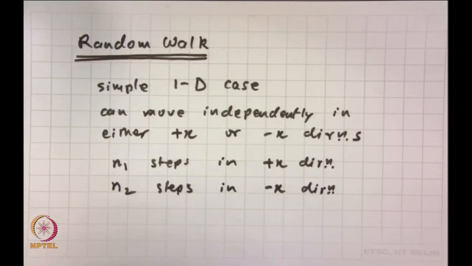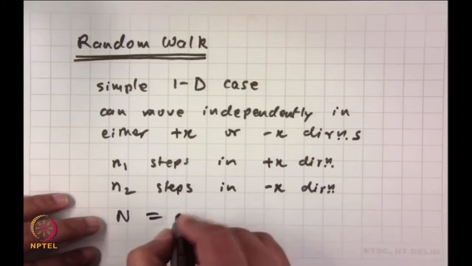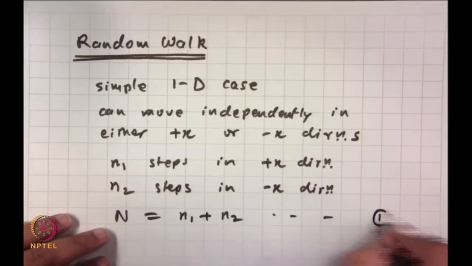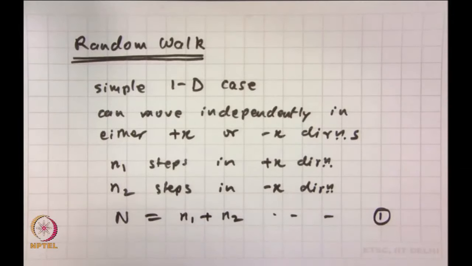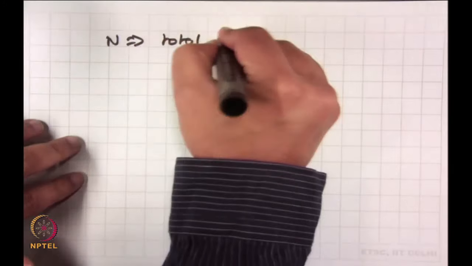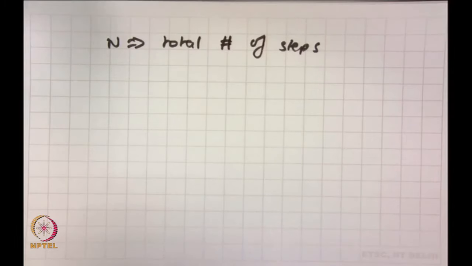Now, if capital N is my total number of steps, then N is equal to what? N1 plus N2, right. So, this is equation 1. So, N is equal to N1 plus N2, where N, the capital N on the left hand side of the equation, is the total number of steps. Now, remember, we were going for a probability, right. So, we have to bring in probability in some sense or the other.